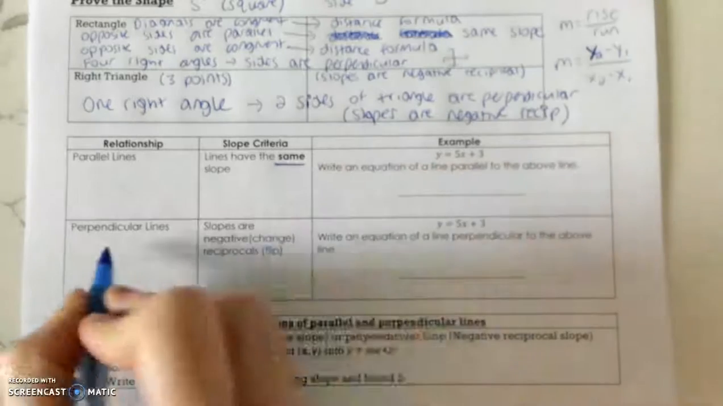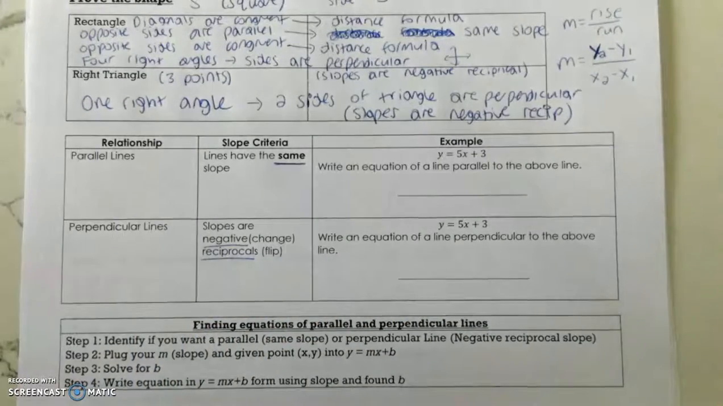Another part of Unit 5 is writing equations of parallel and perpendicular lines. Parallel lines, we already said before, have the same slope. And perpendicular lines have negative reciprocal slopes. You change the sign and flip them.